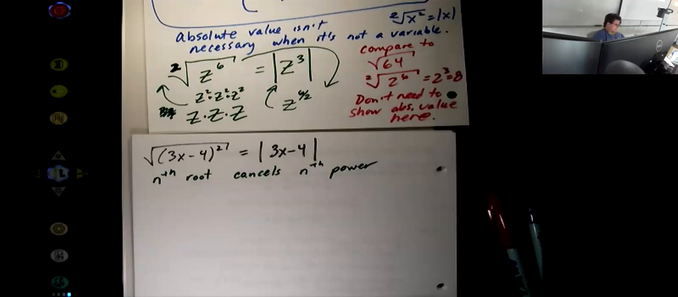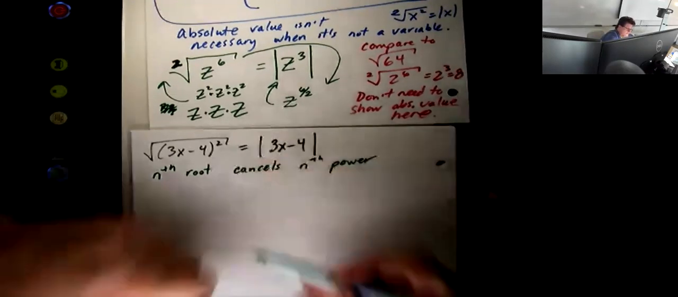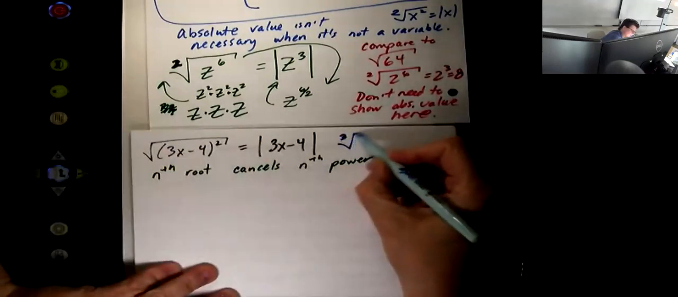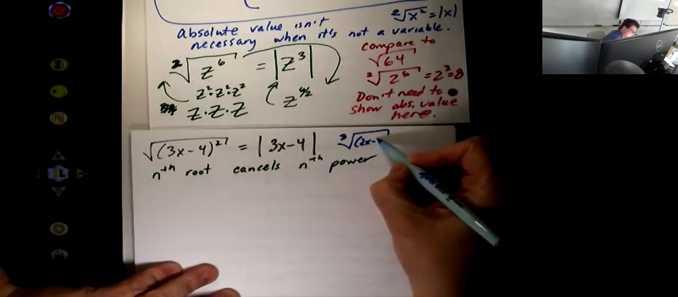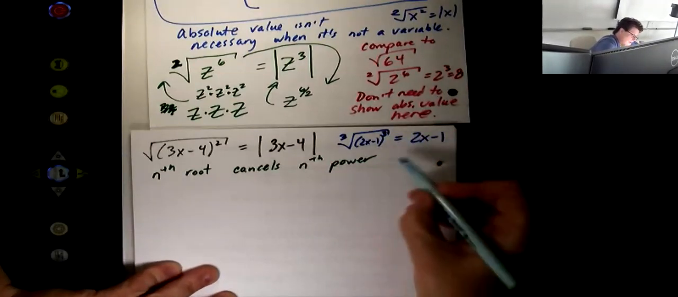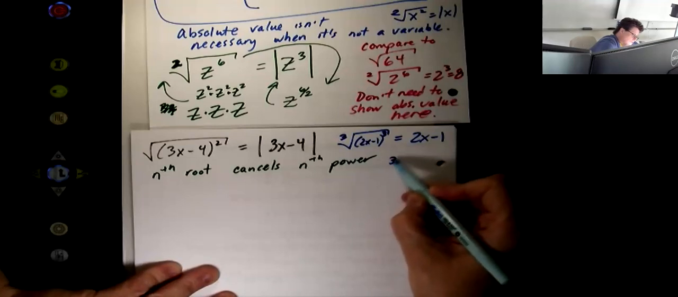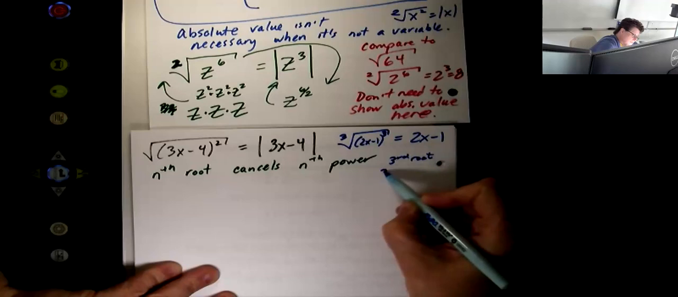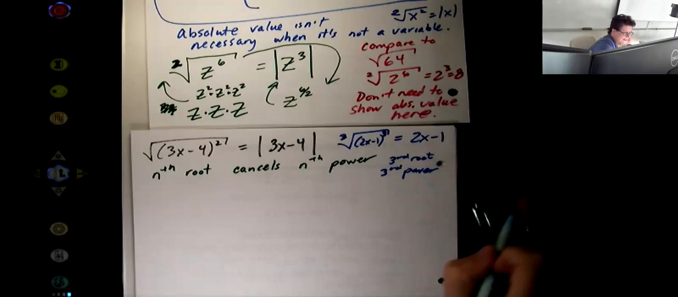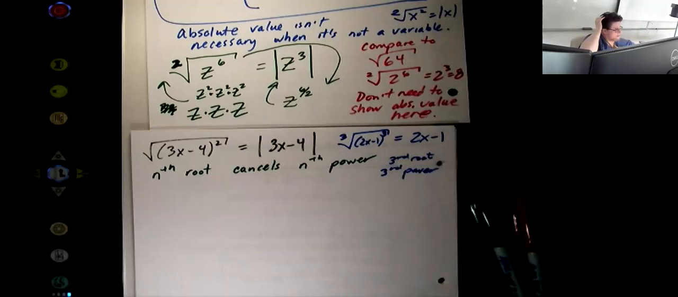In the absolute, well, if n is even. So if we had the cube root of 2x minus 1 cubed, it's just 2x minus 1 here. Nth root, third power, so it cancels each other out. I'm just left with what's inside, 2x minus 1. That one was an odd exponent or an odd root, so I don't need the absolute values there.